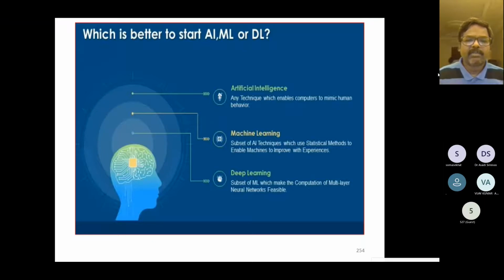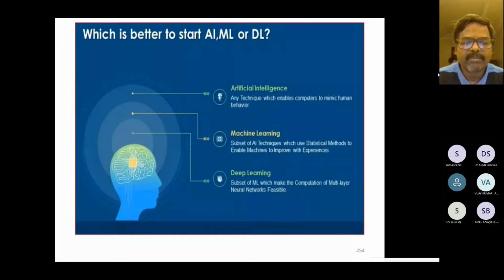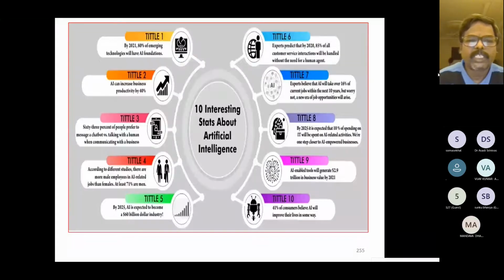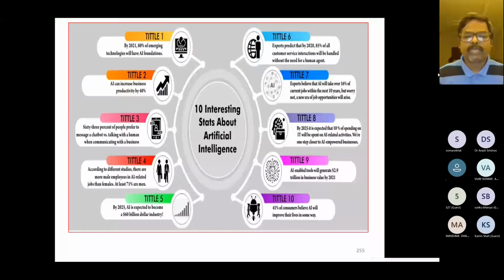Deep learning is a subset of machine learning which makes the computation of multi-layer neural networks feasible. Learning from the observational data in a deep manner by applying various input and hidden layers. So today I am going to explain 10 interesting statistics about artificial intelligence so that you may get interested. Why do I want to learn artificial intelligence?